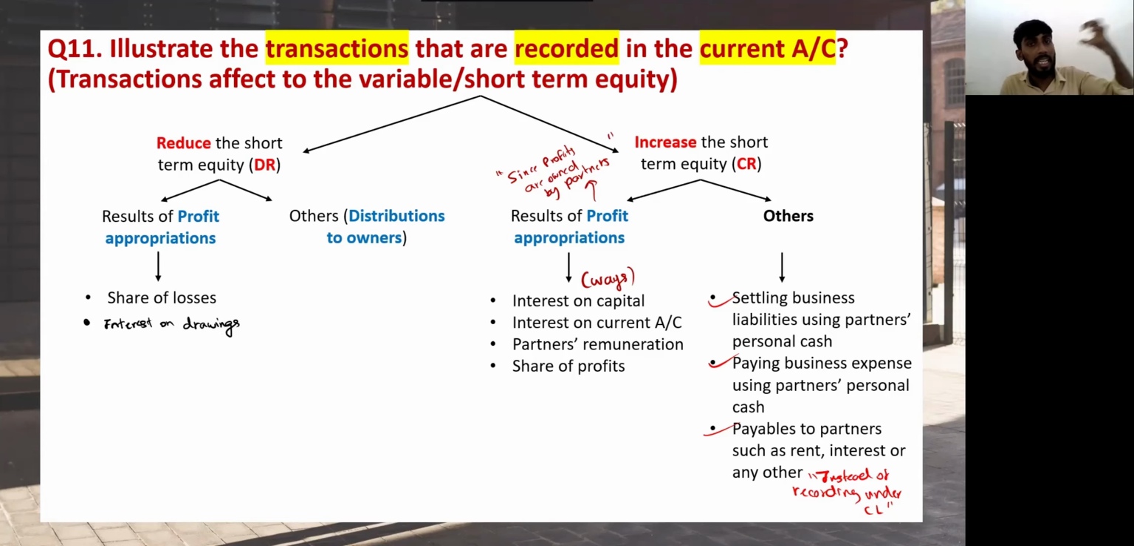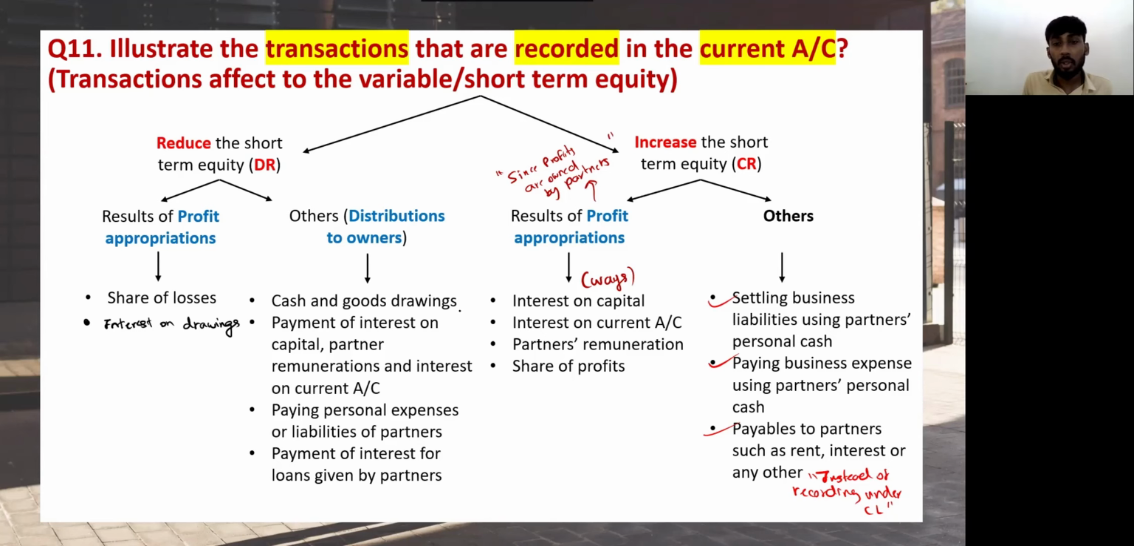Why? We need to collect that from the partners. Here, we means the business. If the business is to collect cash, or collect the amount from the partners, then it will reduce the equity. It will reduce the equity. Okay. Then distribution to the owners.